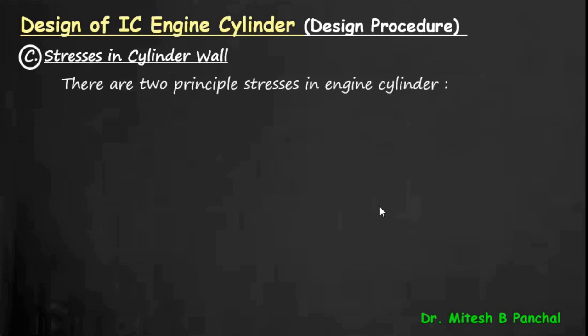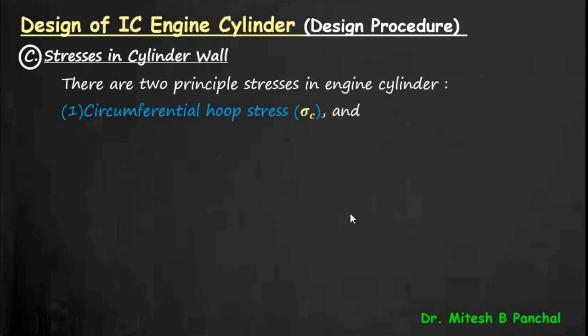So in the first part, as a design procedure, we have estimated the diameter of the bore and the length of the cylinder. Then we have estimated the thickness of the cylinder wall. Now the stress is produced in the cylinder wall. So there are two principal stresses in an engine cylinder.